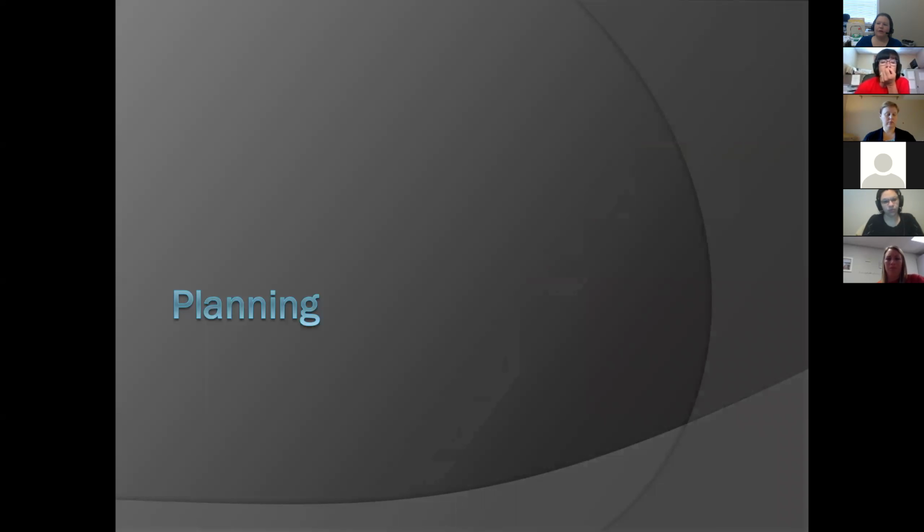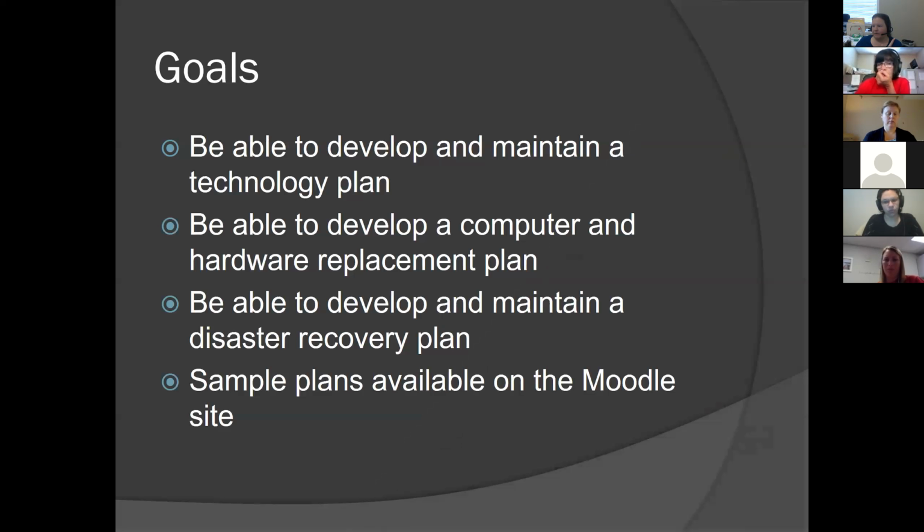Oh, I forgot. We were going to talk about planning too. I mentioned the technology plan earlier in policies. This is, however, I swear, the last topic. Okay, so in planning, what you need to do is develop and maintain a technology plan. Have a computer and hardware replacement plan. We're going to talk again very, very briefly about that disaster recovery plan.